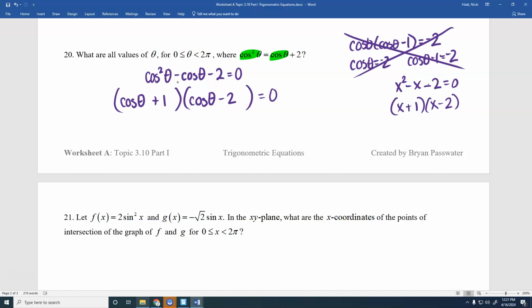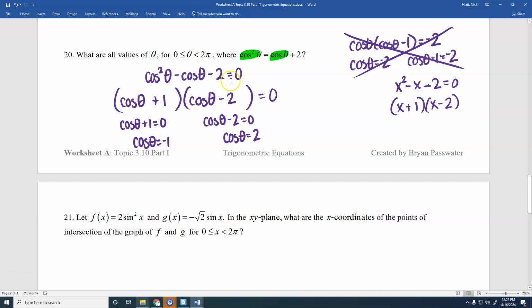And then so once we do that, we set each one of these equal to 0. So I'll have cosine of theta plus 1 equals 0, which is going to give me cosine of theta equals negative 1. And over here, I'll have cosine of theta minus 2 equals 0, which will give me cosine of theta equals 2.